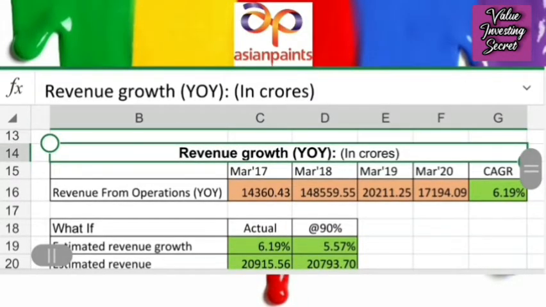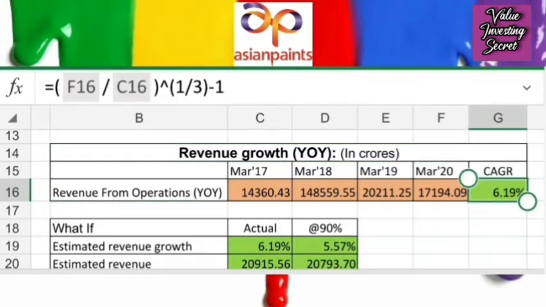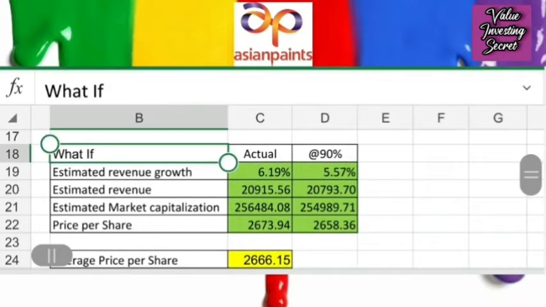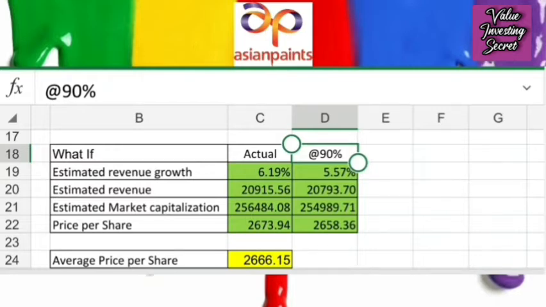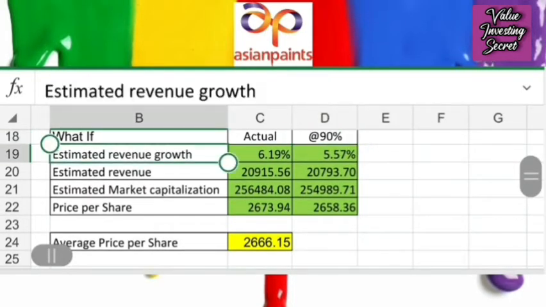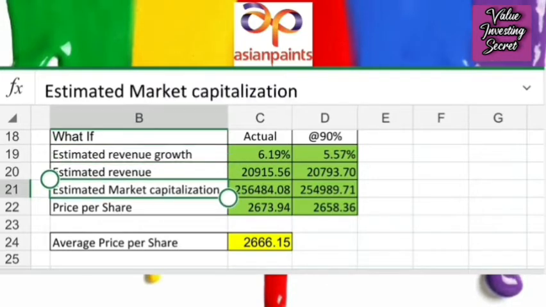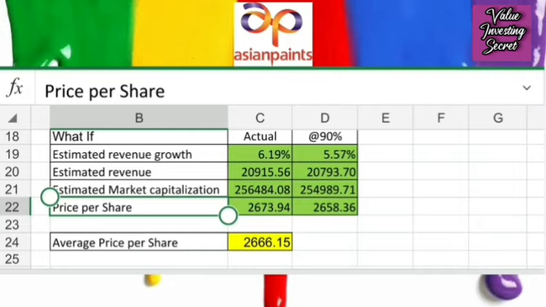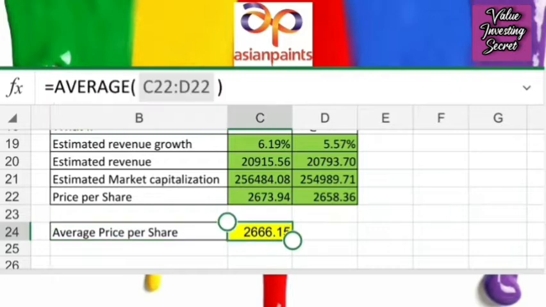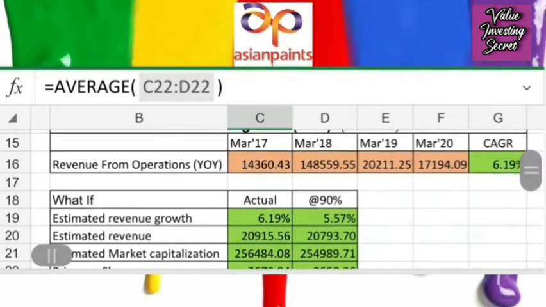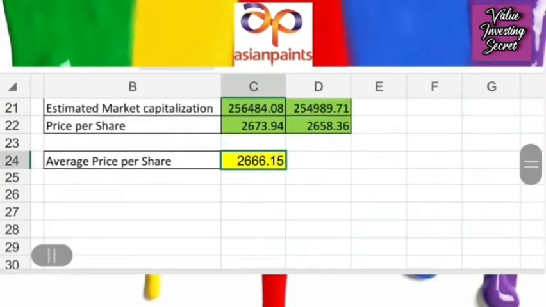Then we have to calculate revenue growth. For this we need 4 years of data, which we can get in the annual report of the company. So the actual revenue growth is 6.19%. I have considered 90% of the revenue growth, so that even if the share price falls, it is considered at 90% of revenue. So I have estimated the revenue growth and estimated revenue, then estimated market capitalization and calculated the price of the share. So the average price per share is 2666.15 rupees in the revenue method. That is the final average value.